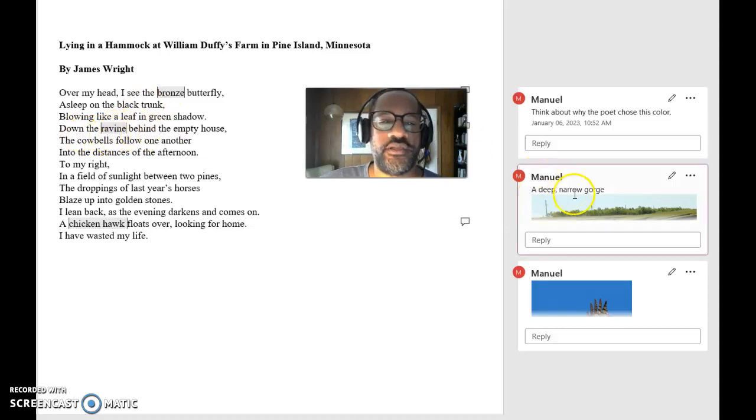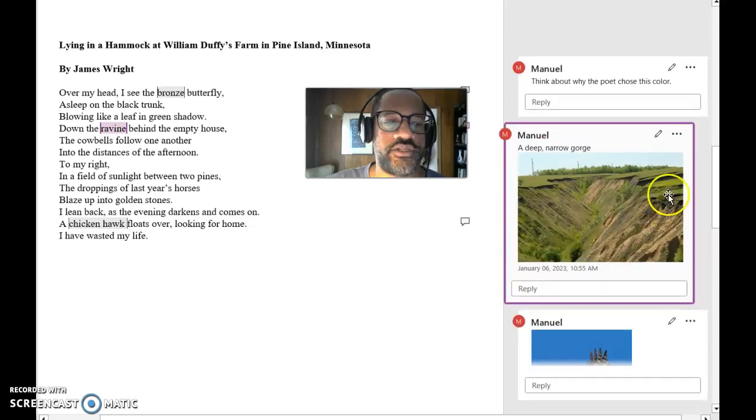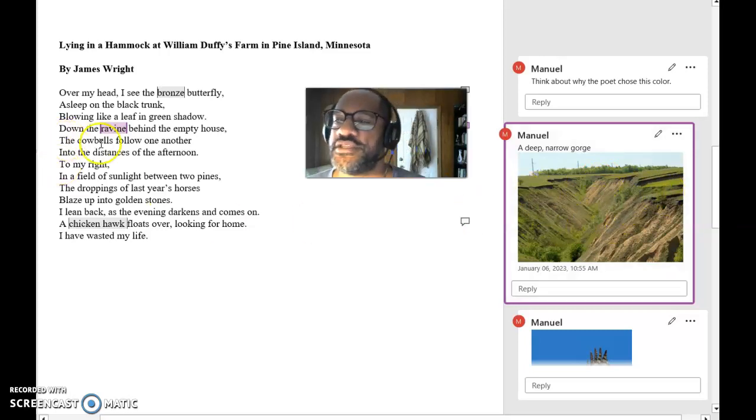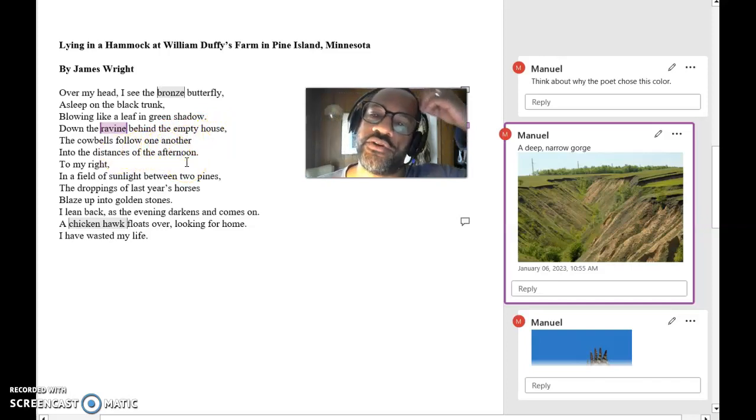Then down the ravine, a ravine, as it says here, is a deep, narrow gorge. So you can see the picture over here, something like this, right? It's usually where a stream or something might go through. And so you can imagine something like this. So he says, "Down the ravine behind the empty house, the cowbells follow one another into the distances of the afternoon."